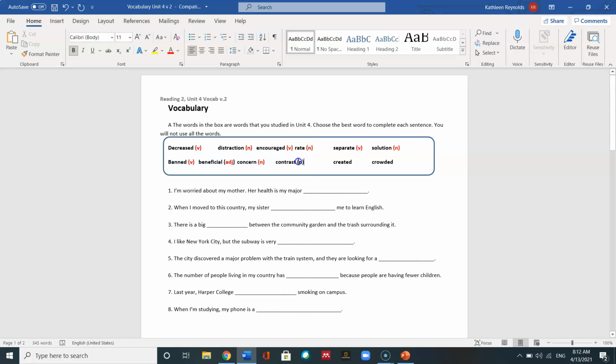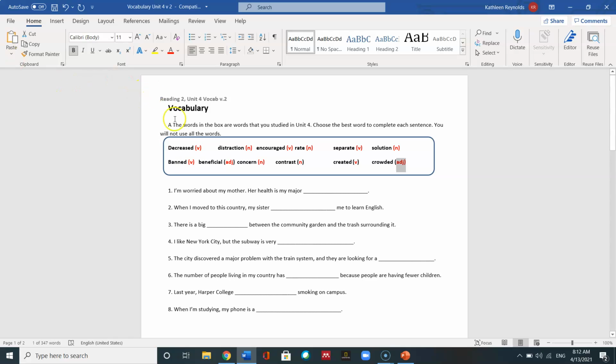And then we have created, which is a verb, to make something. And then finally we have crowded. Even though it ends in ed, it's actually an adjective, because we say the streets are crowded, the store was crowded, something like that. Okay, so now let's look at the meaning of the sentences and use the information about the parts of speech to help us analyze it.